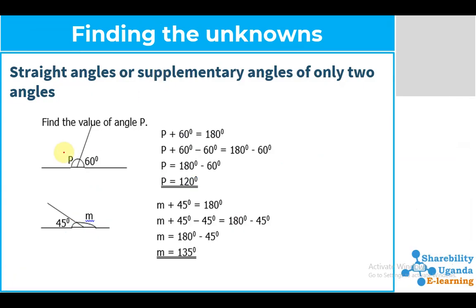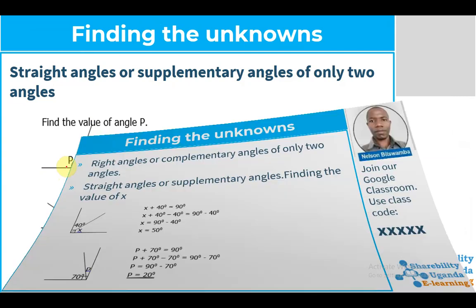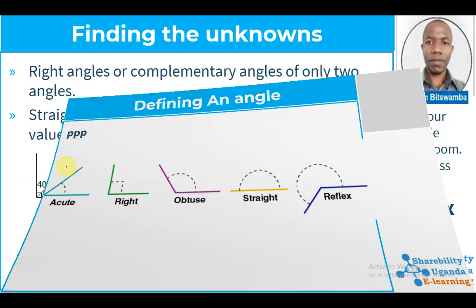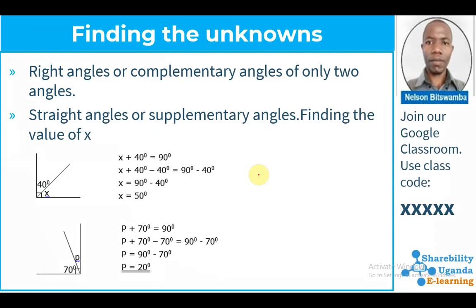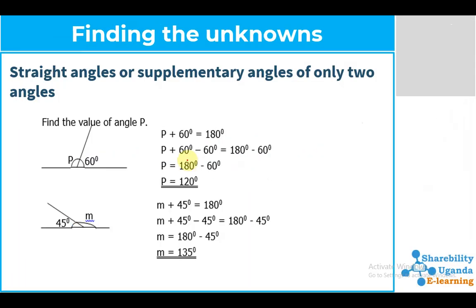This angle lies in between our straight angles. But we said that our straight angles start from 0 up to 180 degrees. So that means we shall be able to equate our angle given here to 180 degrees.